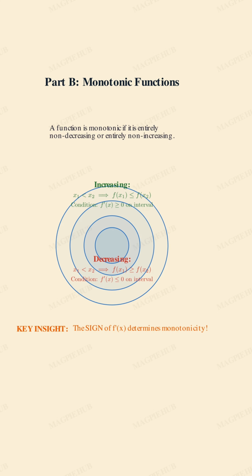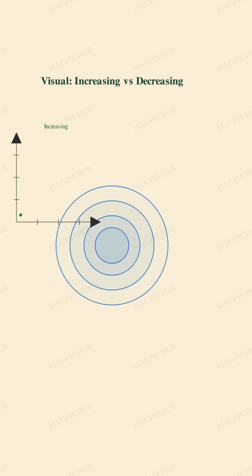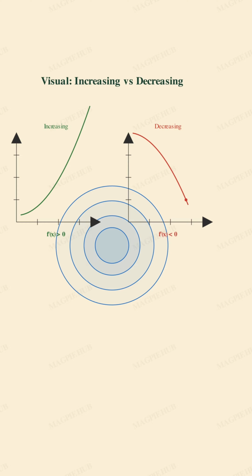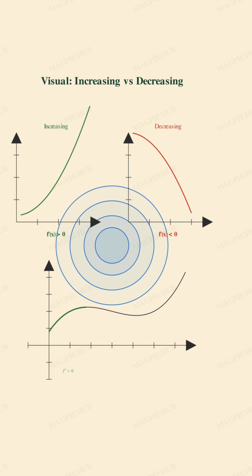Visual comparison. On the left, an increasing function, the curve always goes uphill, the derivative is always positive. Dot tracing upward. On the right, a decreasing function, the curve goes downhill, derivative always negative. But most functions are not monotonic everywhere. The bottom graph shows a typical function, green segments where it increases, f prime positive, red segments where it decreases, f prime negative. The function changes behavior at critical points where f prime equals 0.